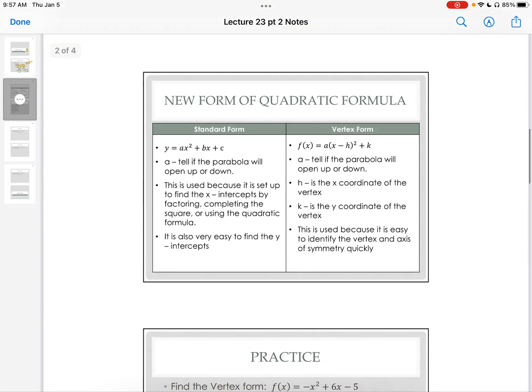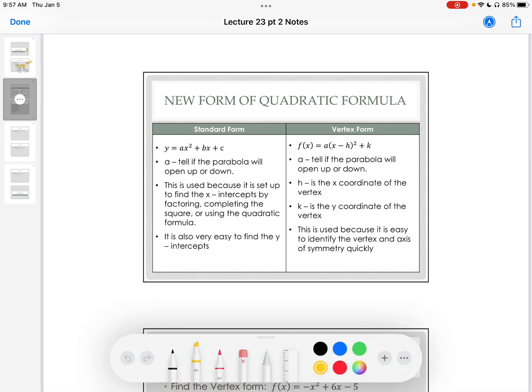Okay, new form of a quadratic formula. So we have been going over the standard form, which is y equals ax squared plus bx plus c. And this is really good for finding the x-intercepts because you can find them by factoring, and it's also very easy to find the y-intercept. Now, we have gone over how to also find the vertex out of this form.